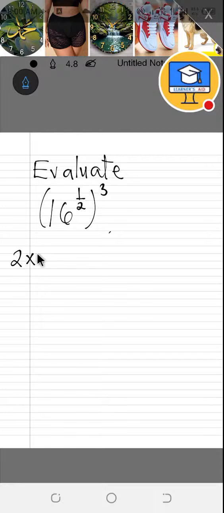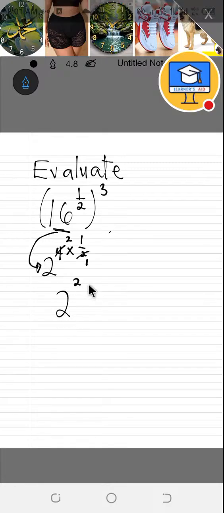Look at this. We have 2 times 2 times 2 times 2. 2 times 2 is 4, 4 times 2 is 8, 8 times 2 is 16, right? So what that means is 16 is actually 2 to the power 4, times 1 on 2. So this is 2 to the power 2.